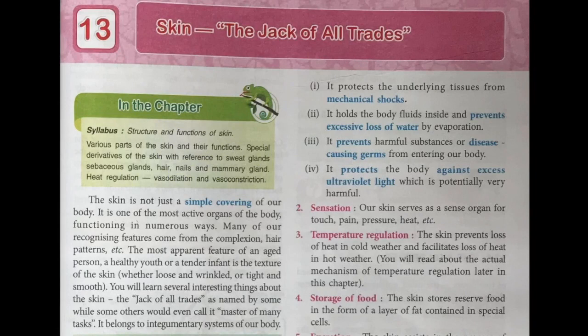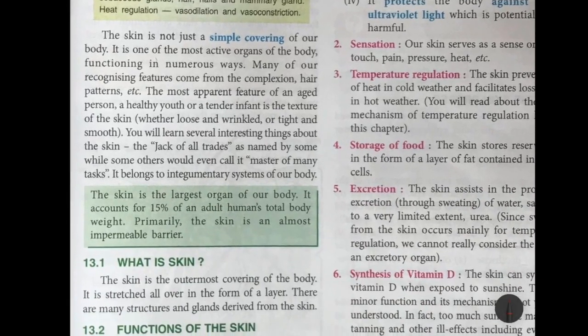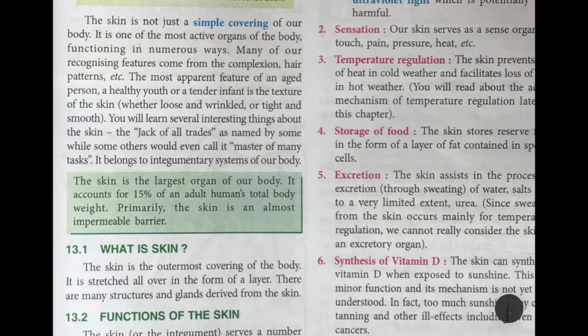So today we start another new chapter in biology, that is skin, which is also known as the jack of all trades. Okay, now you know the skin covers our entire body. Now, the skin is not just a simple covering of our body. It is one of the most active organs of the body. So, one word answer, the most active organ of the body. What will your answer be? Skin. Okay. And it has different functions. It functions in different ways.